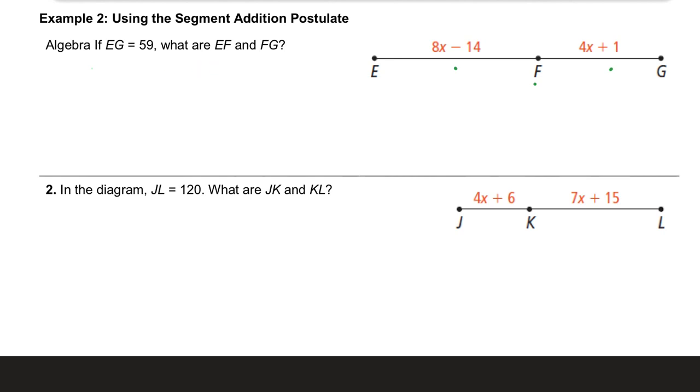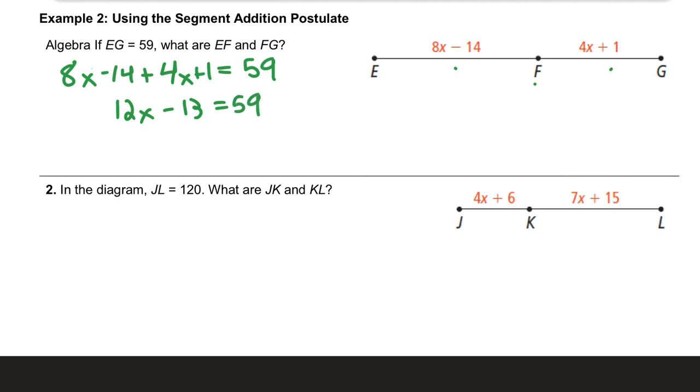So the equation I'm going to set up is EF, which is 8x minus 14, plus FG, 4x plus 1, equals EG, or 59. I've got my equation set up. I added the two segments together, set it equal to the entire segment, and now I just simplify and solve. 8x plus 4x, like terms, that's 12x. Negative 14 and 1 are like terms, it's negative 13. And it's a fairly simple process to solve that equation. We've done this before. 12x equals 72. X ends up being 6, which is great.